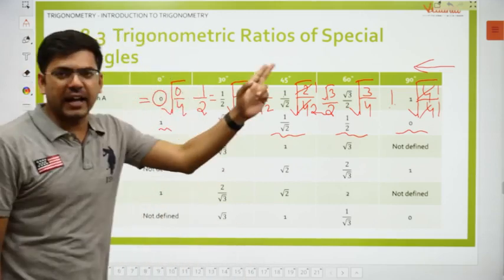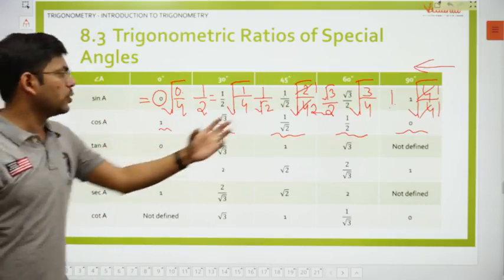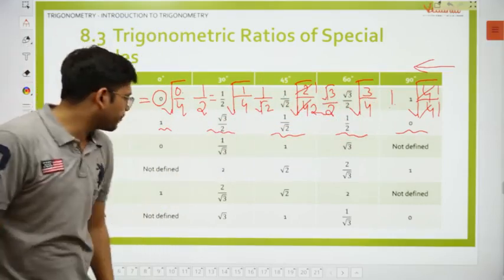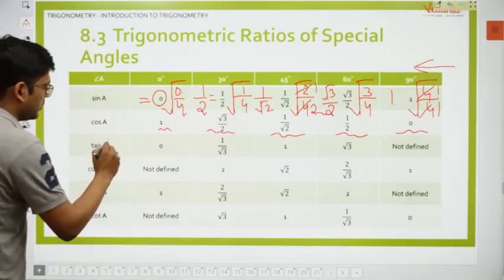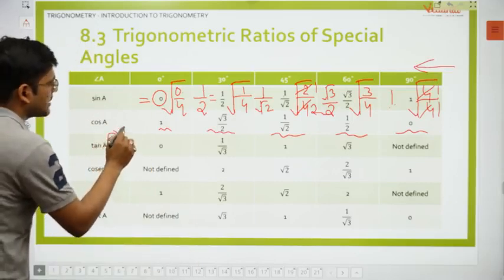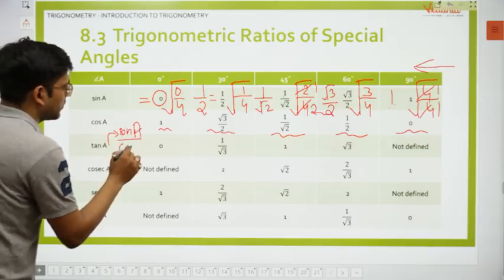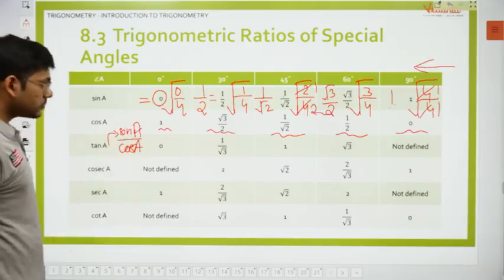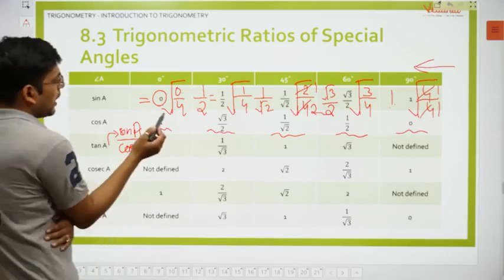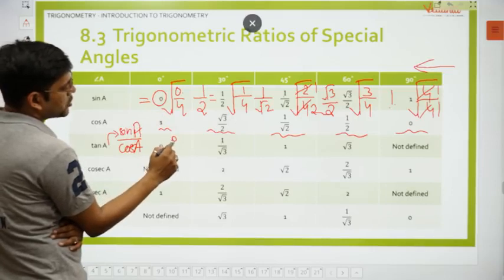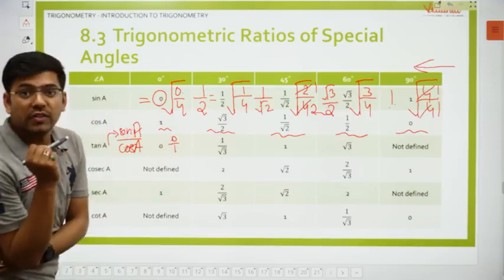Once you get the values of sine, for getting the values of cos you need to just reverse the order. Now to get the values of tan, you remember that I had said tan A is sin A upon cos A. Do you remember it or not? If you remember, here you have to divide 0 by 1. 0 by 1 is always 0. That's why you got the value 0.